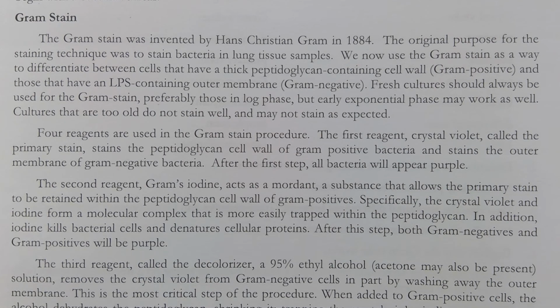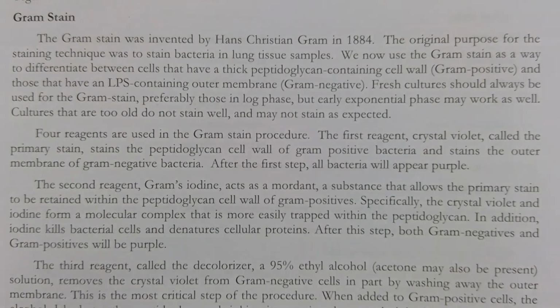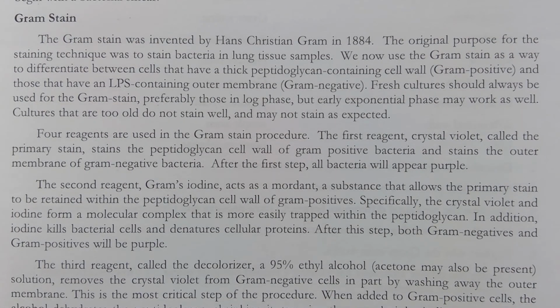The first reagent is crystal violet. So I got the gram stain kit out. This is crystal violet. Crystal violet, called the primary stain, stains the peptidoglycan cell wall of gram-positive bacteria and stains the outer membrane of gram-negative bacteria. After the first step, all bacteria will appear purple.